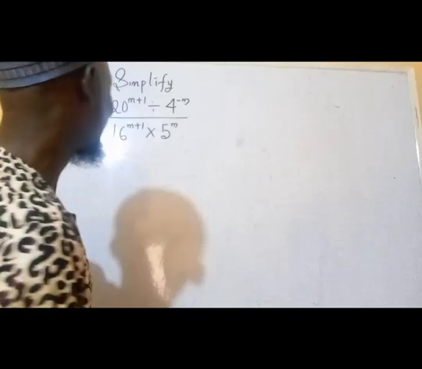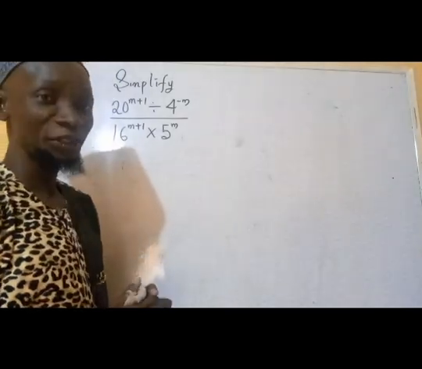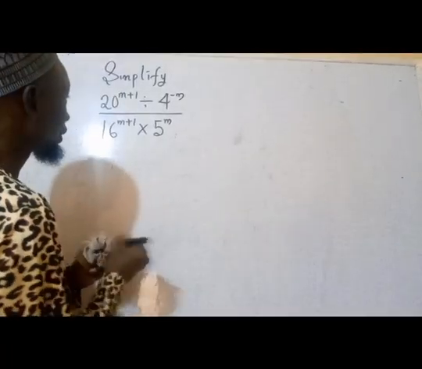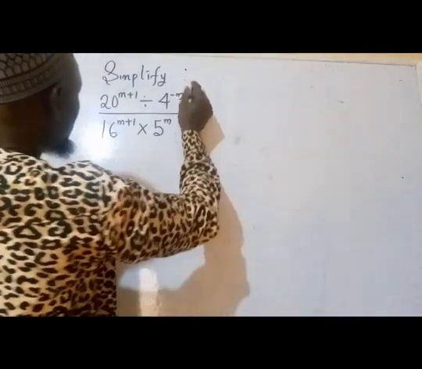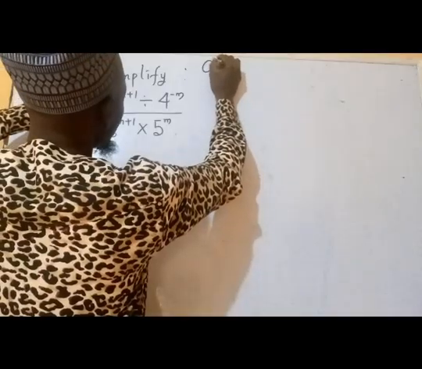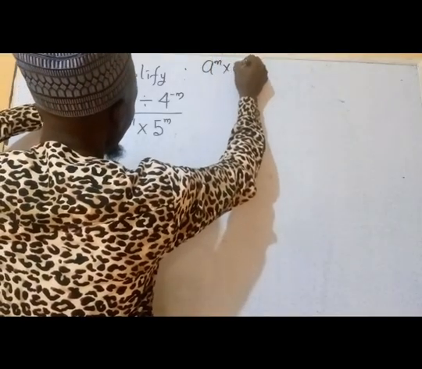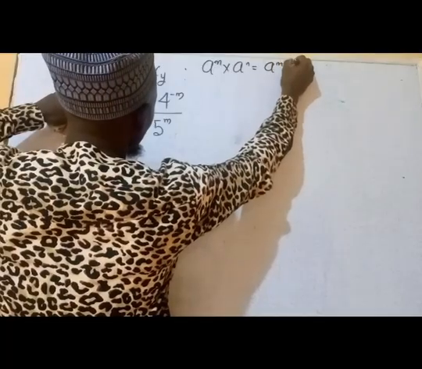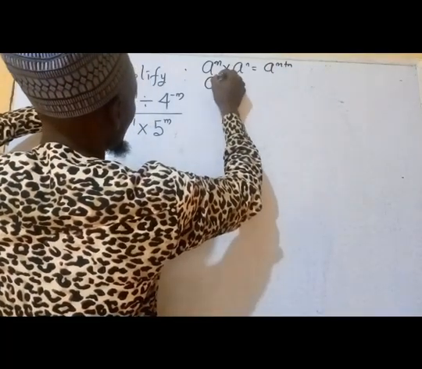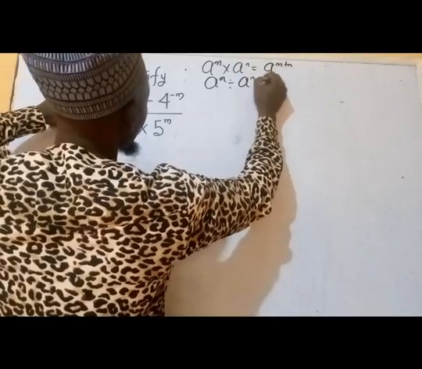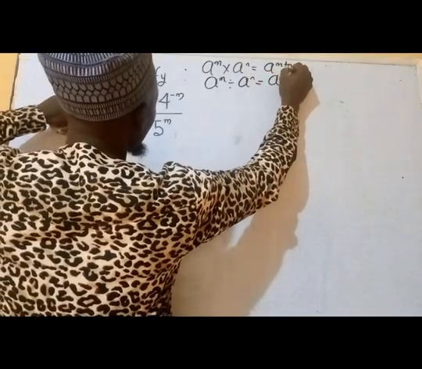We are starting 10 days of learning indices. Now to solve this question, let me start from this principle. When we have a raised power m times a raised power n, equal to what? A raised power m plus n. The same thing, when we have a raised power m divided by a raised power n, this will give us a raised power m minus n.